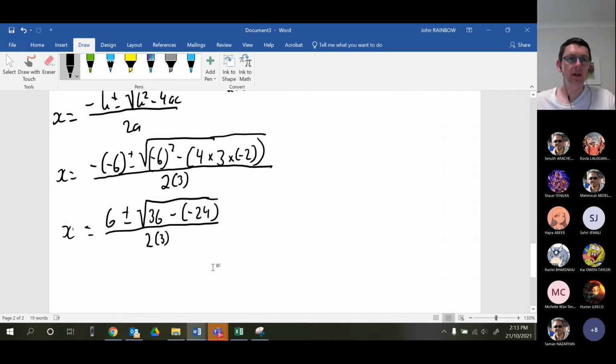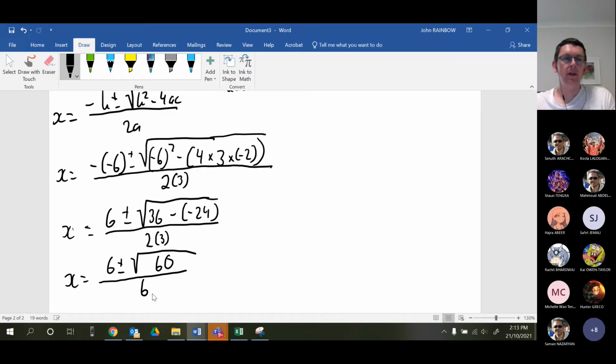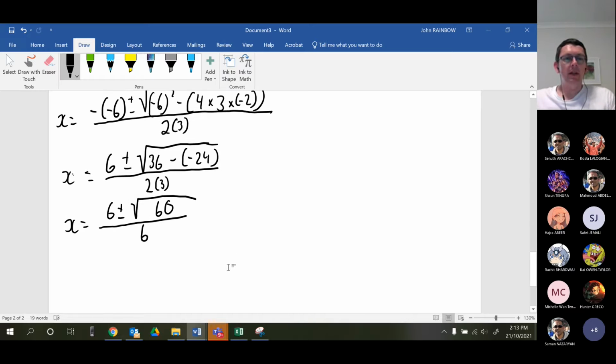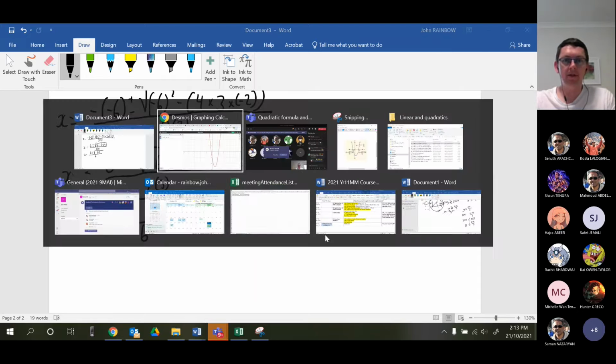So now I know that's going to be x equals 6 plus or minus the square root of, this is going to be 36 plus 24, so that's going to make it 60, over 6. Hurrah! A lot of people here may cancel out these 6s, but you can't.